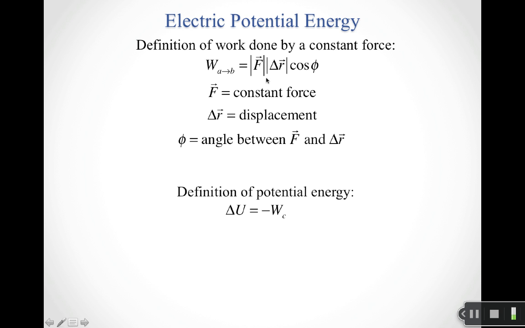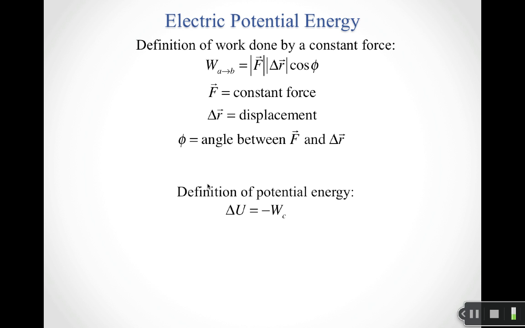So for starters, we said the definition of the work done by a constant force as you move from point A to point B is given by the magnitude of the force times the magnitude of the displacement times the cosine of the angle between them. So F here is our constant force, delta R is our displacement, and phi is defined to be the angle between the force vector and the displacement vector.